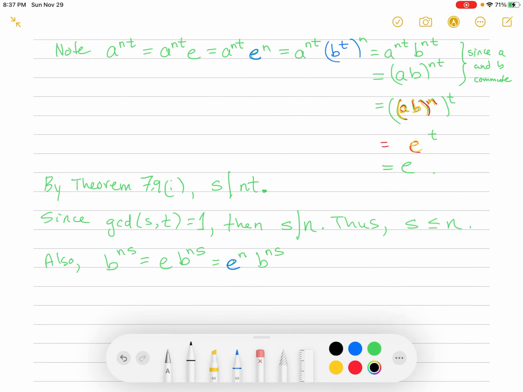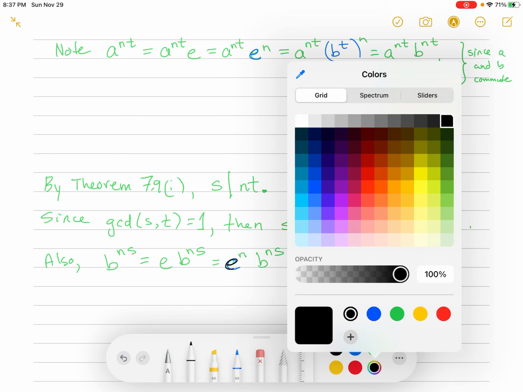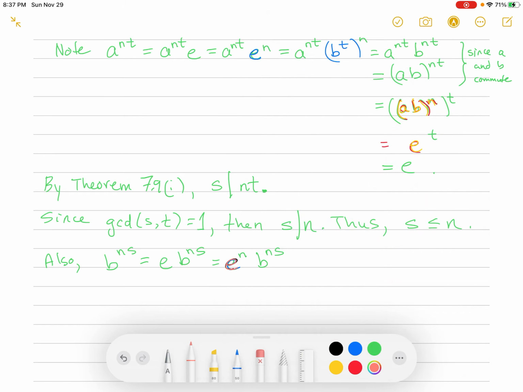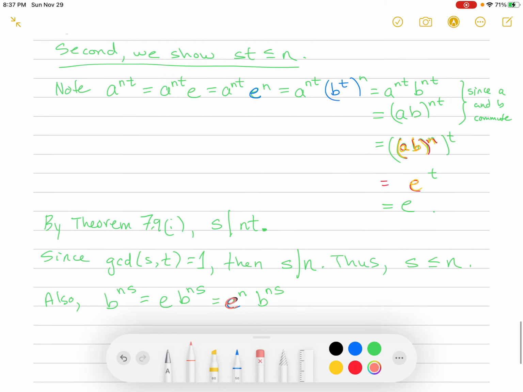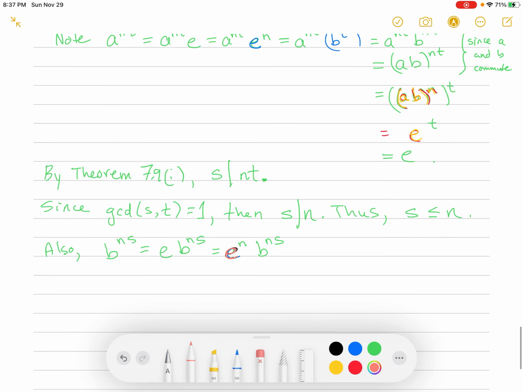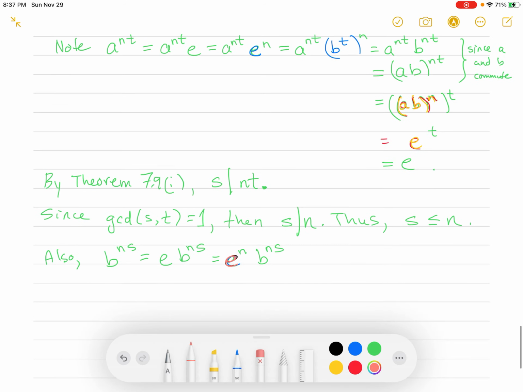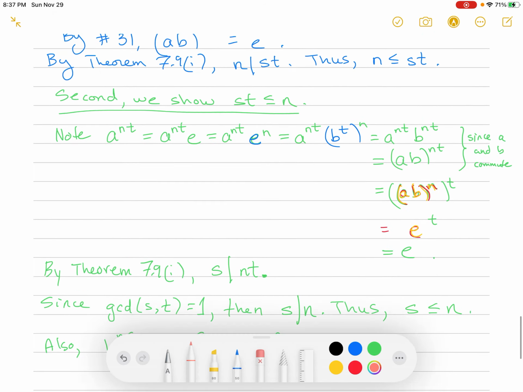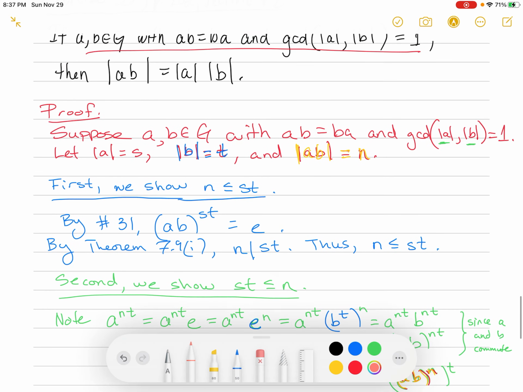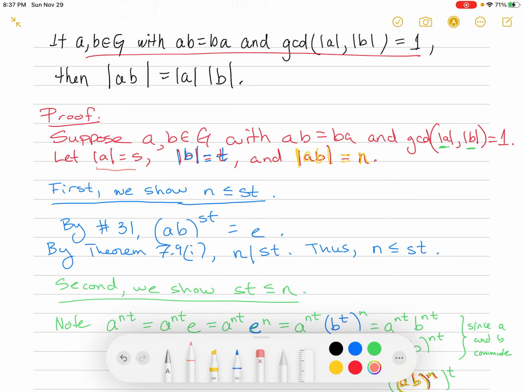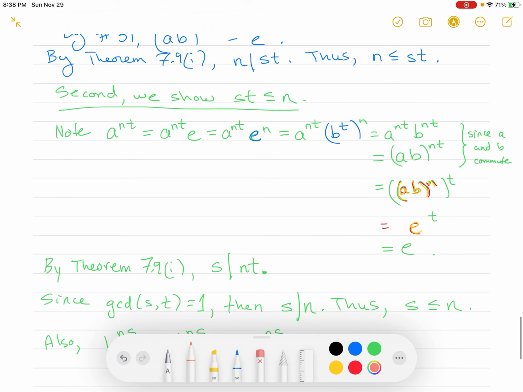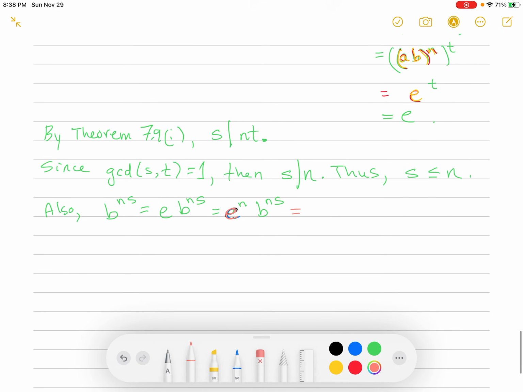And another name for E, well, let me use a different color. I'll use orange. Another name for E here is, I'm going to write in terms of A. A to the S, right? So right here, notice that the order of A is S. So in place of E, I can write A to the S.